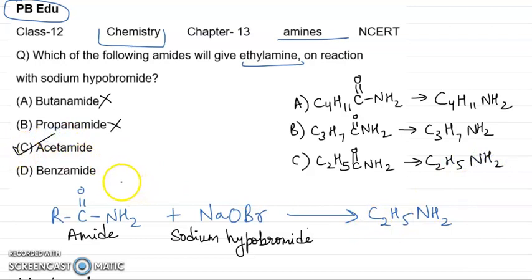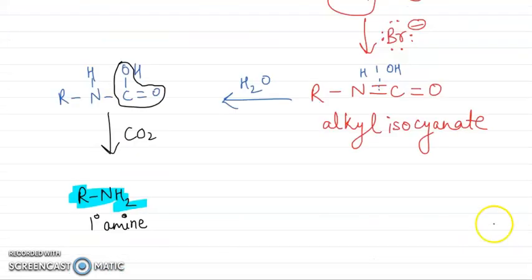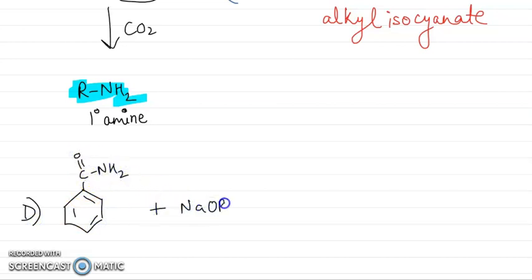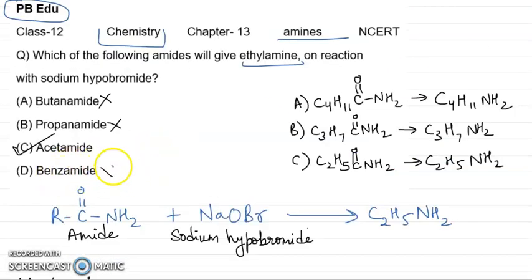And next is benzamide. In case we talk about benzamide, it means the amide is on a benzene ring. So that can also not be the product. We will not get the required product. So this amide is CONH2, and if we add NaOBr, the CO group would be removed and we will get aniline, which is also not the required product. Therefore, this option is also incorrect. The correct option is option C.